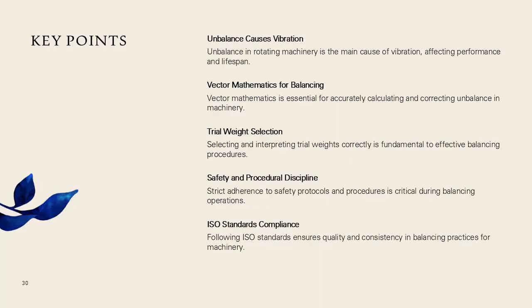This slide lists essential takeaways. Unbalance is a primary cause of rotating machinery vibration. Vector mathematics enables accurate balancing. Trial weight selection and interpretation are fundamental. Safety and procedural discipline are critical, and adherence to ISO standards ensures quality. These key points reinforce best practices for engineers performing balancing in the field or in a maintenance environment.